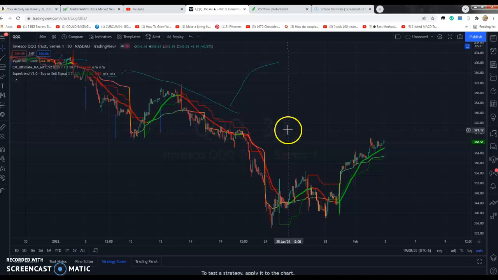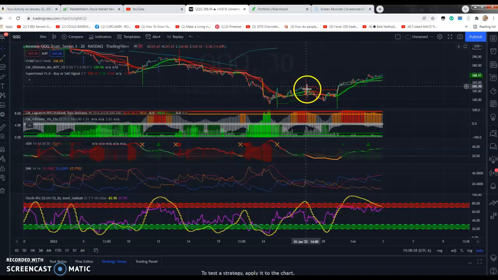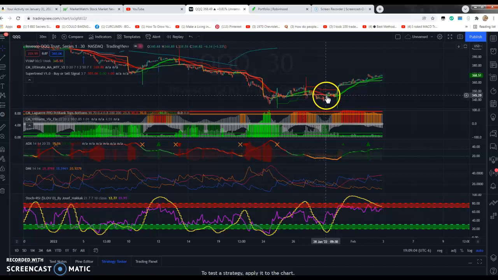Now right here, you see is a red spike. However, the VWAP is below it, so we do nothing. And right as it starts to cross it, you start getting some green color on the line, so we're going to ignore it. And then right here, it's green and it's above it, so that is a buy.